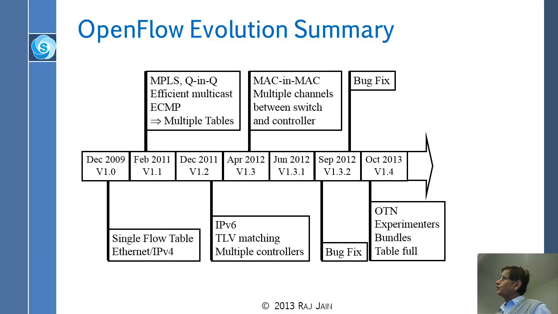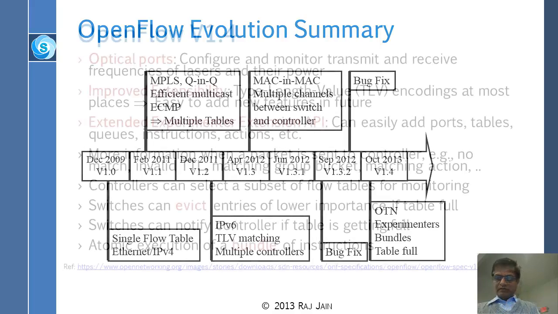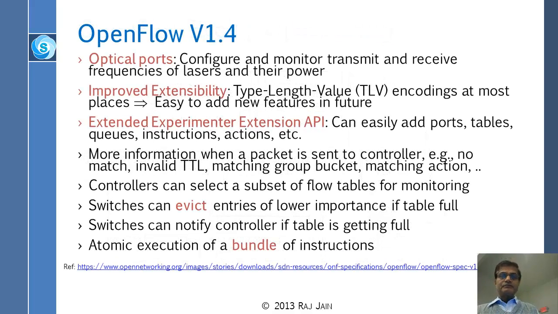This line should go to 1.3.1. 1.4 is OTN. What is OTN? Optical Transport Network. Alright, and experimentals, bundles, and table full. Okay, what does table full mean?